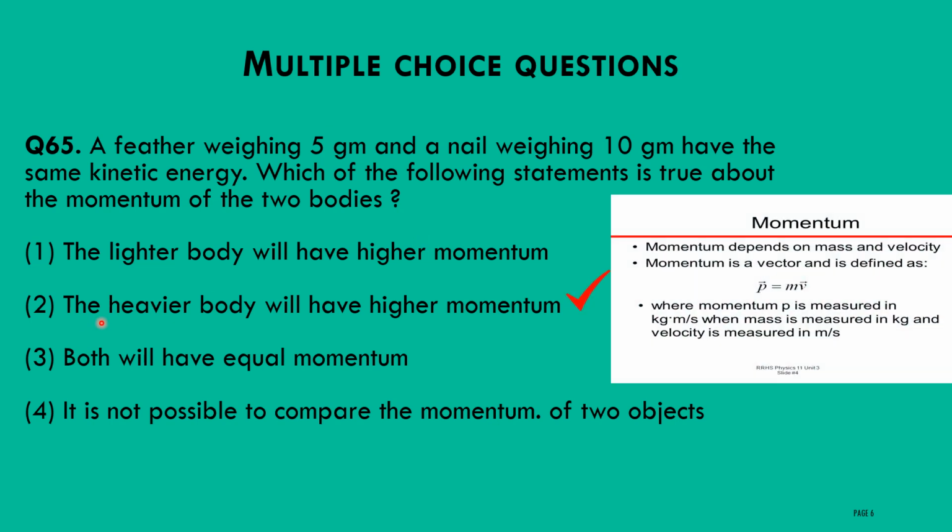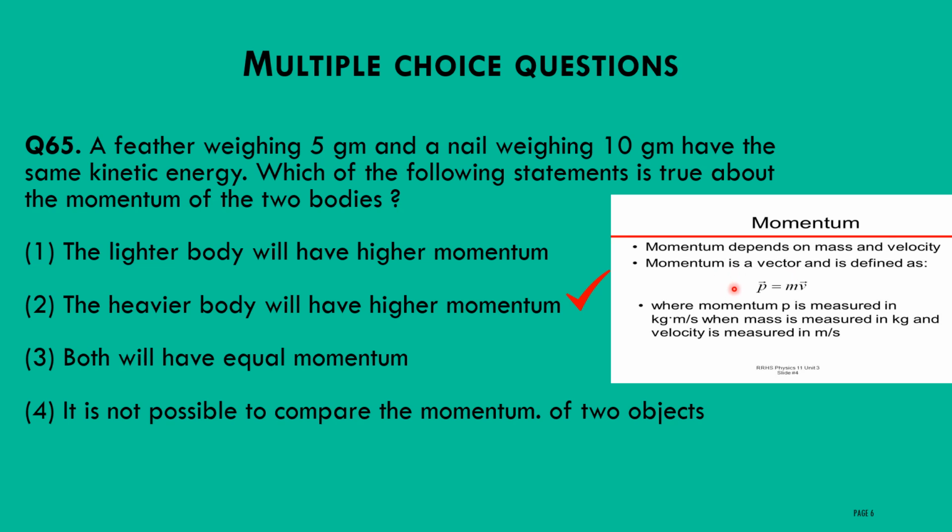The correct answer is heavier body will have higher momentum. Let us discuss in detail. Momentum depends upon mass and also velocity. Momentum is a vector. What is meant by vector? Vector is nothing but it has both magnitude and also direction.